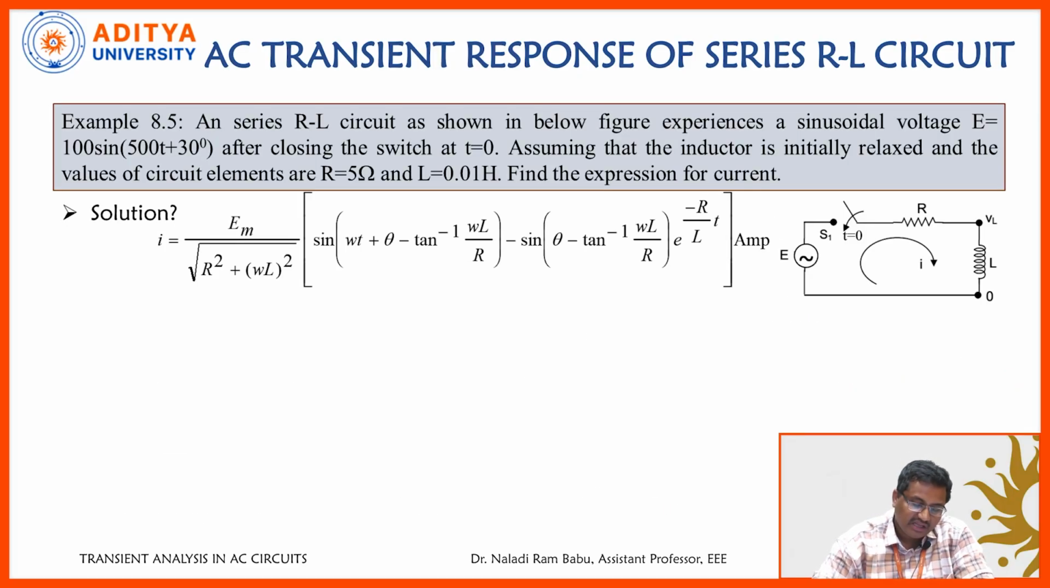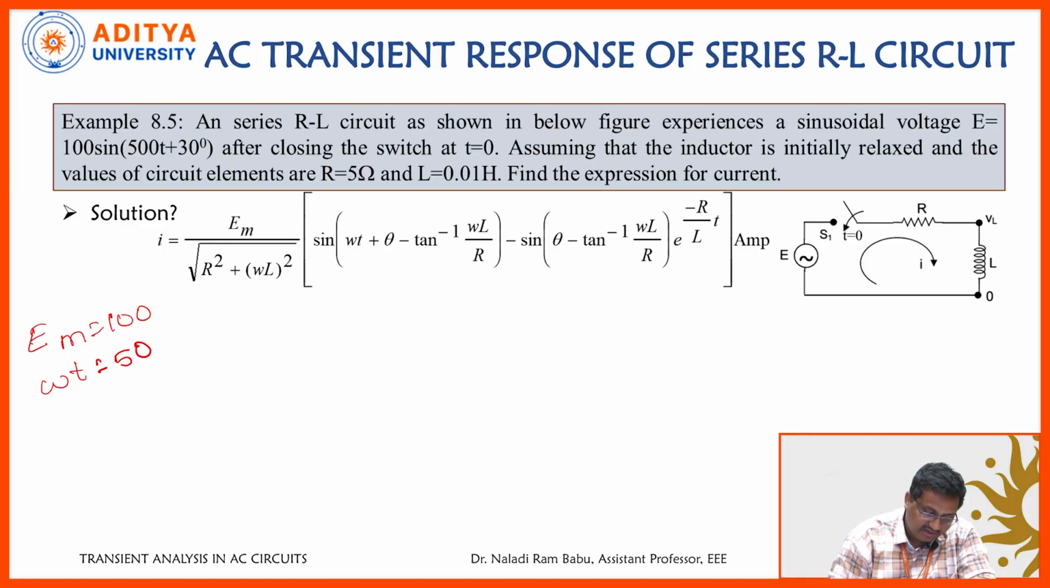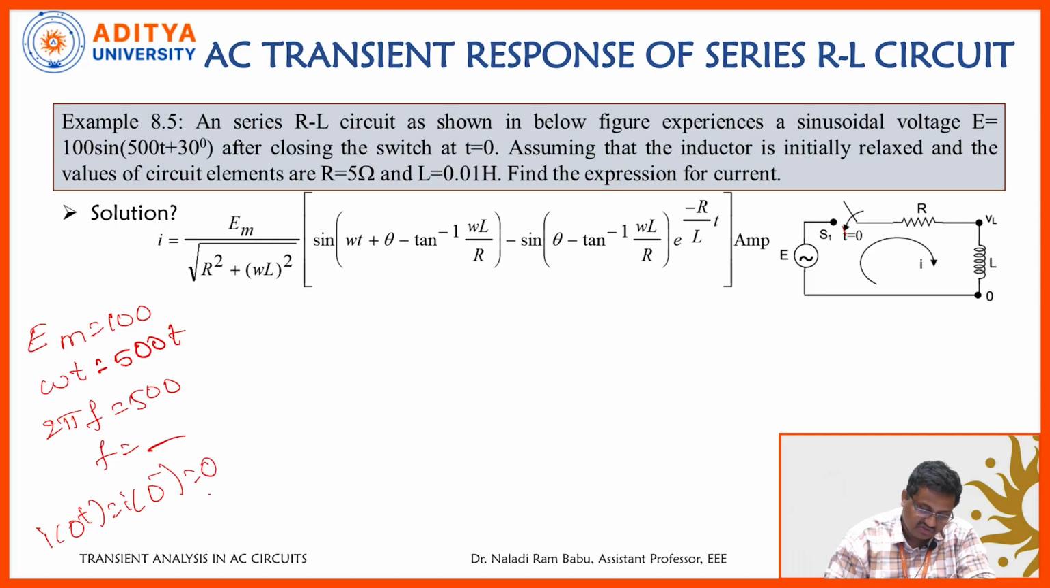See here, a series RL circuit as shown in the figure has a sinusoidal expression E is equal to 100 sin 500 t plus 30. That means Em is 100, omega t is 500 t, that means omega is 500. Omega is 2 pi f, that is equal to 500. From this we can calculate the value of f. After closing the switch, that means at time t equal to 0, the switch is closed. Assuming that the inductor is in initially relaxed condition, that means I of 0 plus is equal to I of 0 minus is equal to 0, here it is saying.